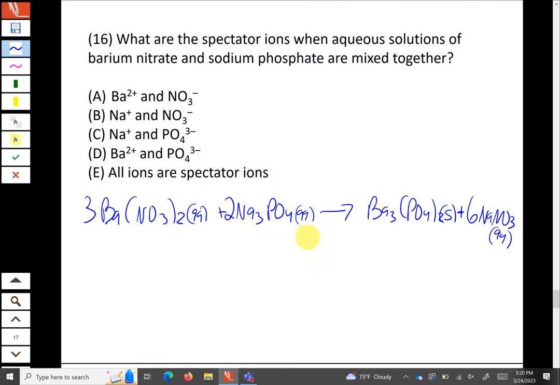Now to figure out what the spectator ions are, there's a couple of ways to do this, but the rigorous way, I suppose, is to separate everything out into ions. Everything that's aqueous is going to be dissolved in solution, separated into ions, and we can write it out that way. So on the left side, we would have 3 barium 2 pluses and 6 nitrates from barium nitrate, because 3 times 2 is a total of 6. From sodium phosphate, we have 6 Na plus and 2 phosphates.